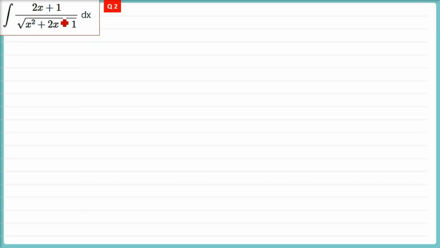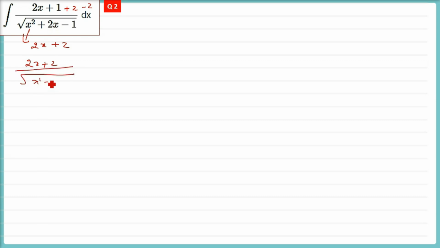Now (2x plus 1) upon under root x square plus 2x minus 1. You will be tempted to do the same thing which we have done, and you can do it that way. But just for a change, there can be another way also. That is, the differentiation of x square plus 2x minus 1 is 2x plus 2. So 2x is already there in the numerator. So we just have to add and subtract these two. So this 2x plus 2, just keep it like that.